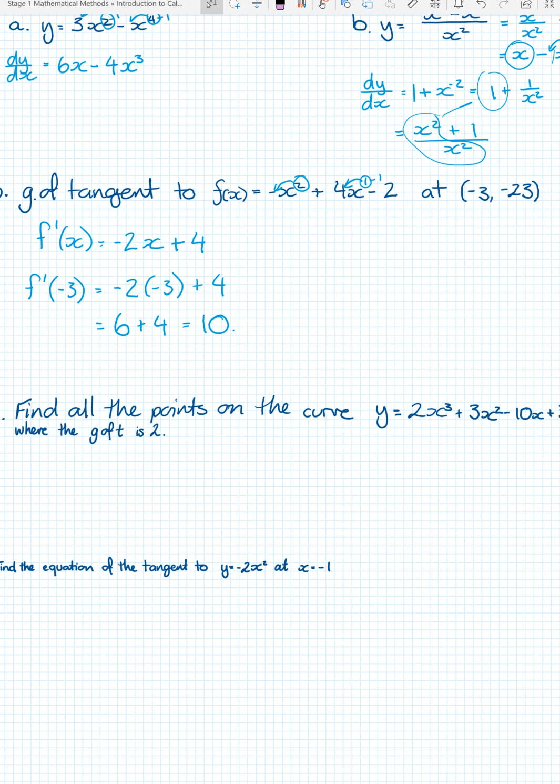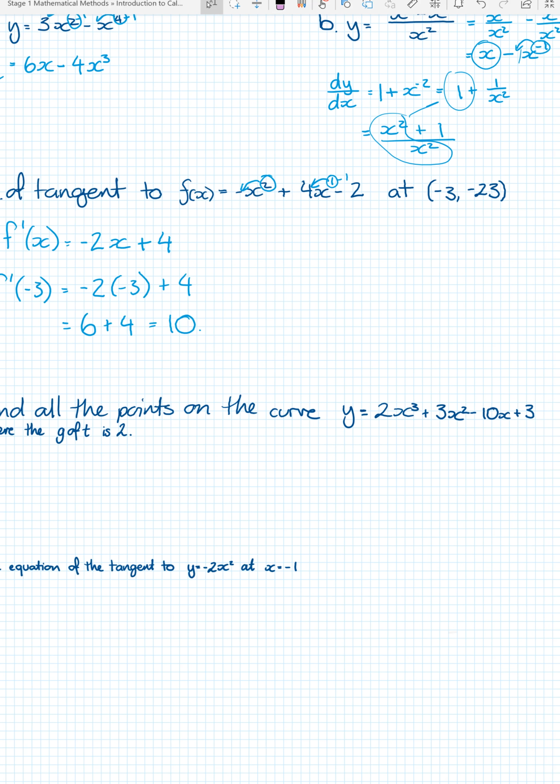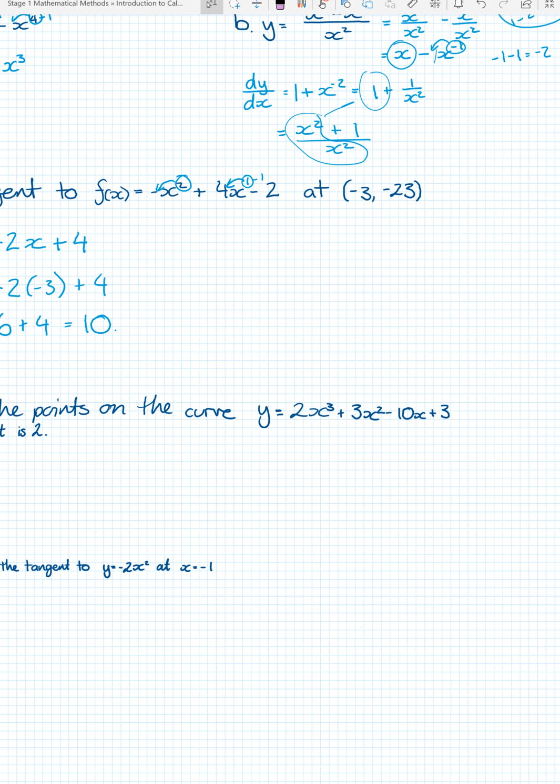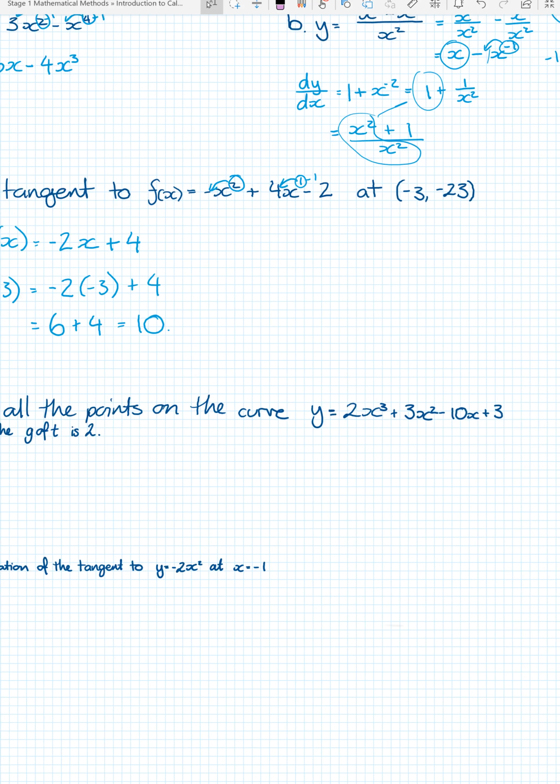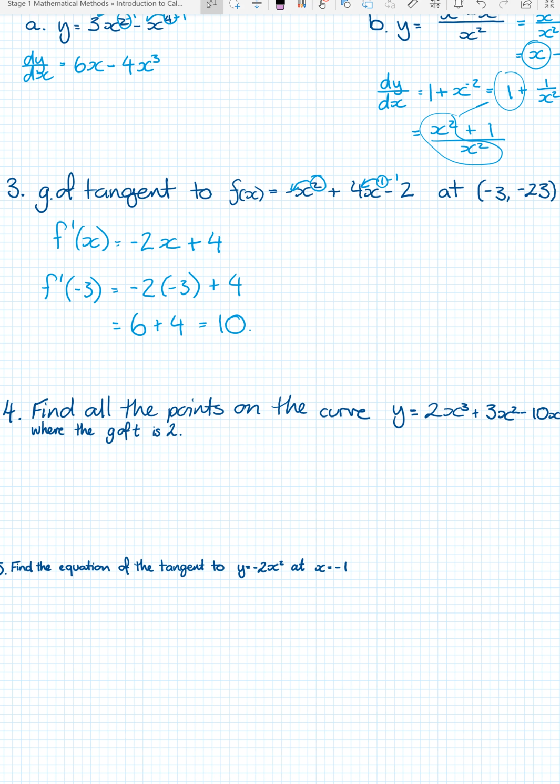Okay, the next question says, find all the points on the curve y equals 2x cubed plus 3x squared minus 10x plus 3, where the gradient of the tangent is 2. So again, we know we need the gradient of the tangent because our formula is given to us in the form of y equals. We're just going to use the form of our derivative that says dy dx.